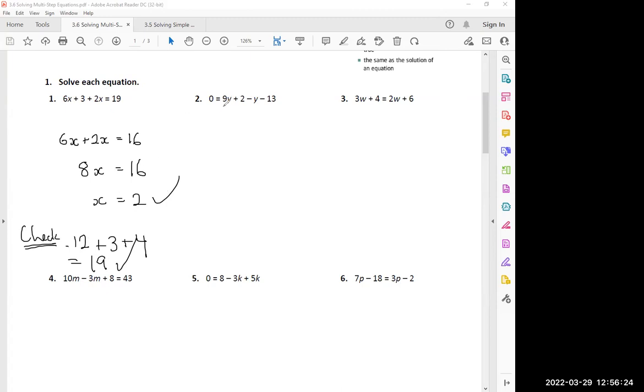So here we go. Same thing here. I have y values on one side. Yay, these y terms, I like them here. That's fine. Which means I need to get all the other terms to the other side.